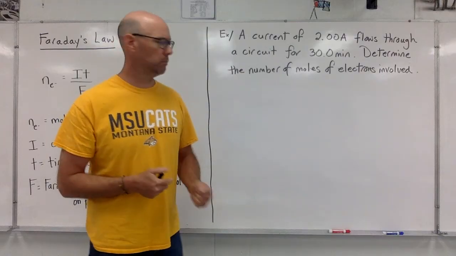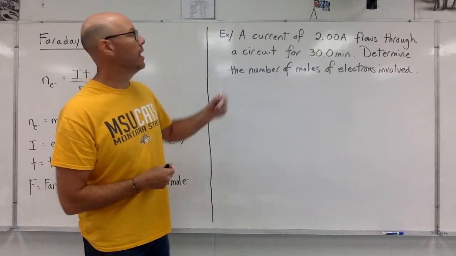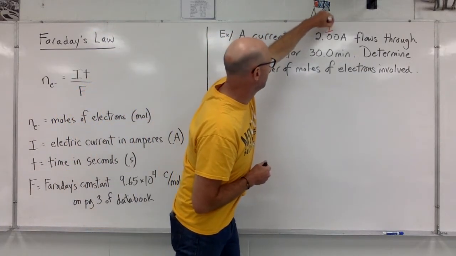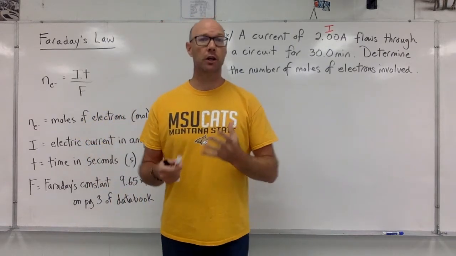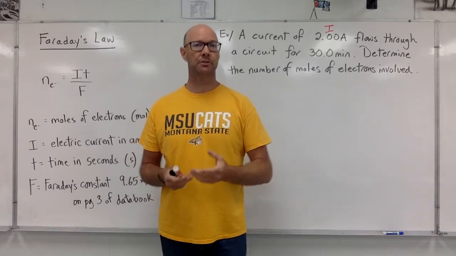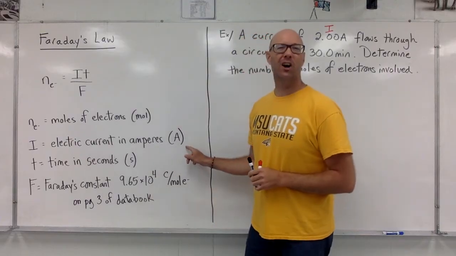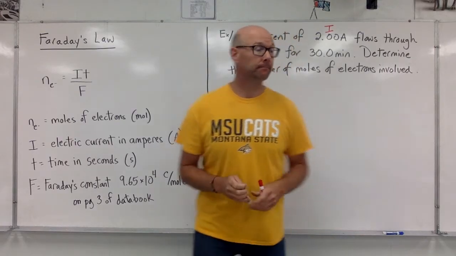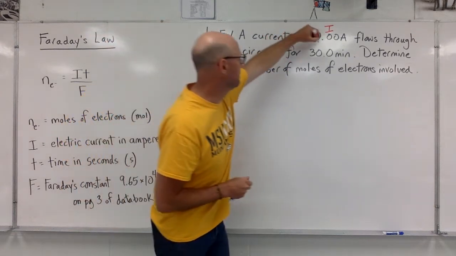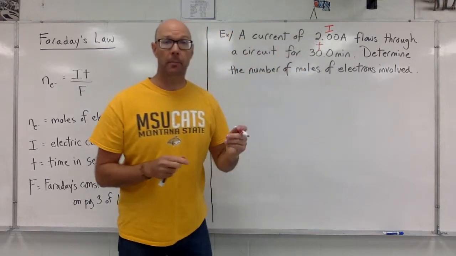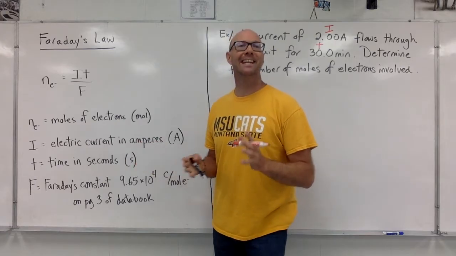I'm going to take it slow. We have a current of 2.00 amps. That's I. Again, if you don't have that physics background, if you're not used to this relationship between current and amps, be careful. I is the symbol for current, but the units are A. That's a little bit strange. It flows through a circuit for 30 minutes. That's obviously the time. T, but again, big heads up. The time when we use the equation must be in seconds.